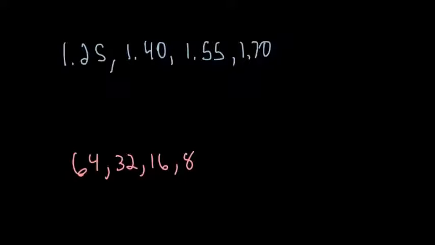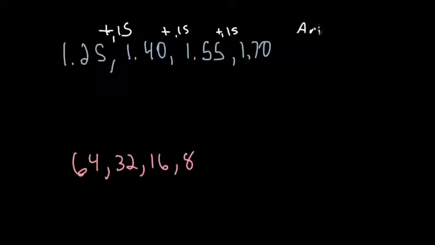Alright, so let's do a few more examples. So I have 1 and 25 hundredths there, and then 1 and 40 hundredths. To get from 25 hundredths to 40 hundredths, I'm adding 15 hundredths. To get from 40 to 55 hundredths, I'm adding 15 hundredths. And to get from 55 hundredths to 70 hundredths, I'm adding 15 hundredths. So that makes this arithmetic.